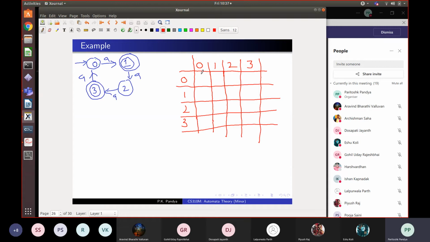Agreed? This is the skeleton table. And the diagonals cannot be separated. We know that. That's the property of the state. And the things above the diagonal, we are not bothered about. So we will not bother about things above the diagonal. These things don't even exist. Okay. We have got to fill the entries in the lower triangular matrix, right?